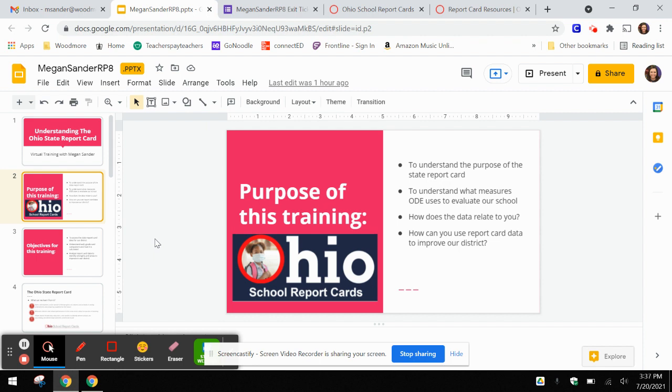So, our first purpose of this training is to understand why there's a state report card and the purpose of it. The next purpose is to understand what measures ODE uses to evaluate our school. So we all know that we're getting a grade, but what measures are they using to calculate that grade? The next one is, how does the data relate to you?